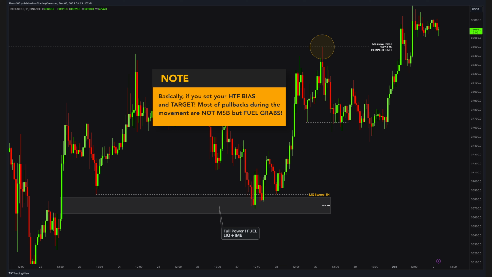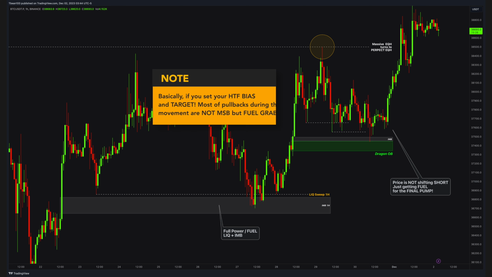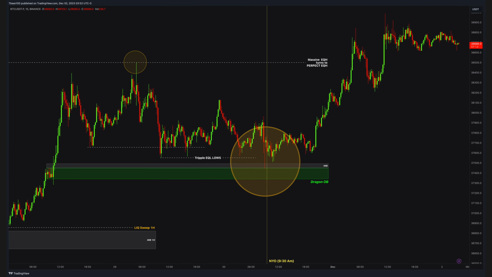Price needs fuel to reach its destination. What happens here? The price is out of fuel before the final pump, going down to grab fuel right here. So, it is all about the bigger picture. Let's jump to the 15 minutes to discuss further.